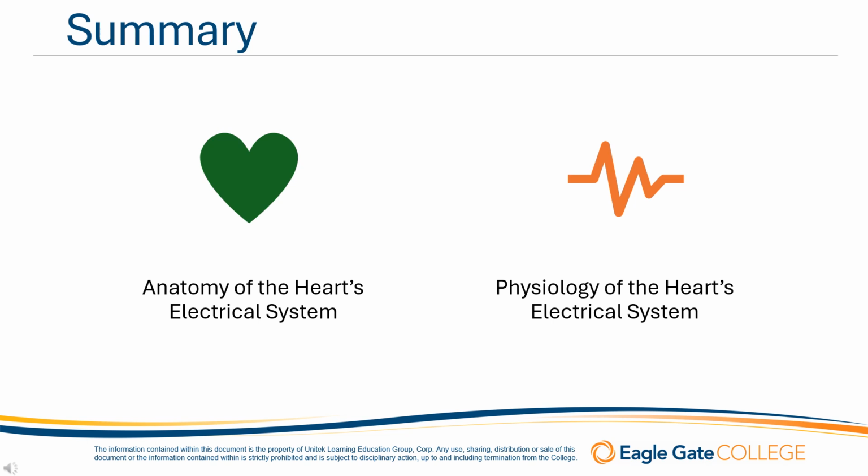The Purkinje fibers are the final components of the conduction pathway. These fibers spread throughout the ventricular walls, distributing the electrical impulse. This widespread distribution ensures a coordinated and forceful ventricular contraction, pushing blood out of the heart and into the systemic and pulmonary circulation. Understanding the physiology of conduction is key.